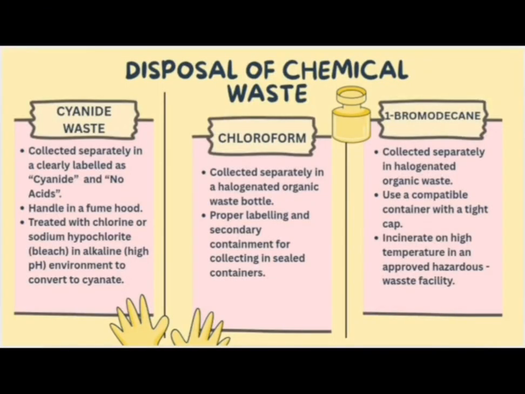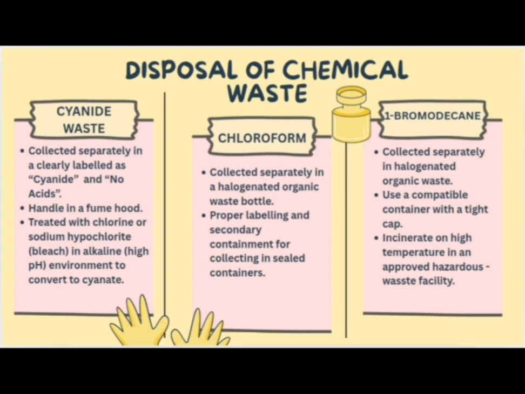Next, I will explain the disposal of chemical waste. Before we determine the method for chemical waste disposal, we need to identify the chemical by classifying it based on the hazard and waste category. Based on our question, the chemical waste that we got is cyanide waste, chloroform, and 1-bromodecane. For cyanide waste, we collect it separately, clearly labeled as cyanide and no acid, handled in a fume hood, and treated with chlorine or sodium hypochlorite bleach in an alkaline high pH environment to convert the cyanide.